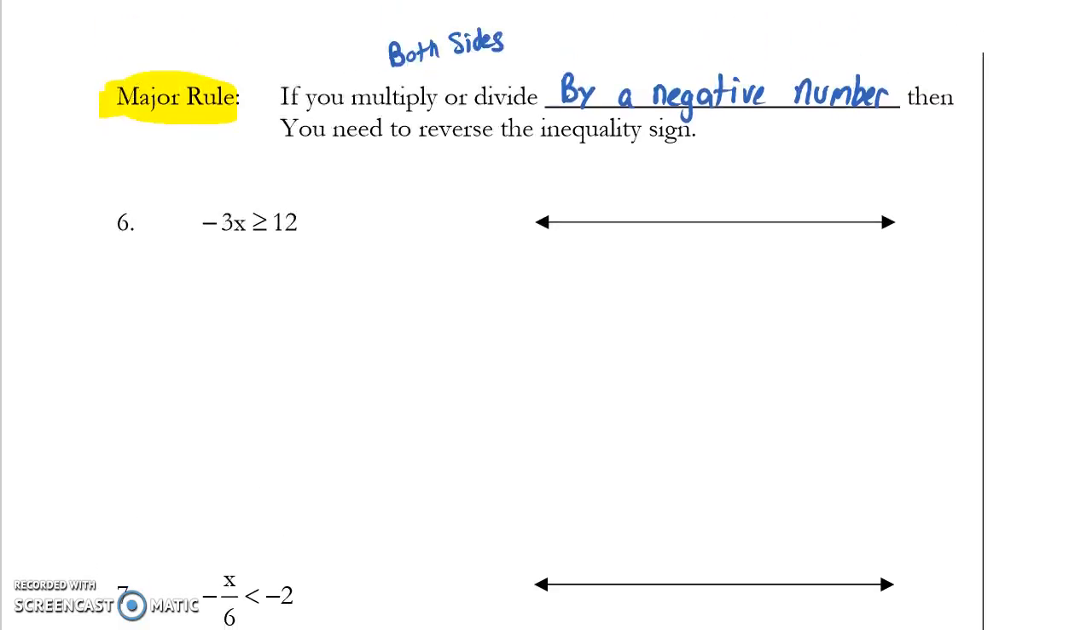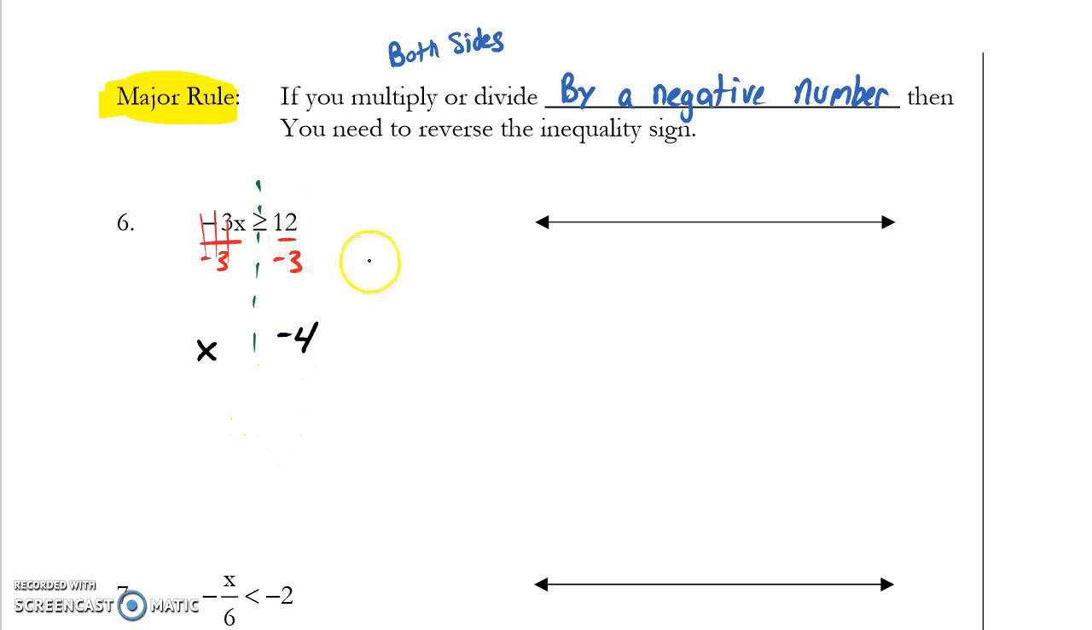Example would be here in number 6. My inequality symbol is a greater than or equal to. I have to get rid of a negative 3. When I divide by negative 3, my denominator is negative here, and I'm doing this to both sides. It cancels this side, leaving me with my x. 12 divided by negative 3 is negative 4, so the process is identical.